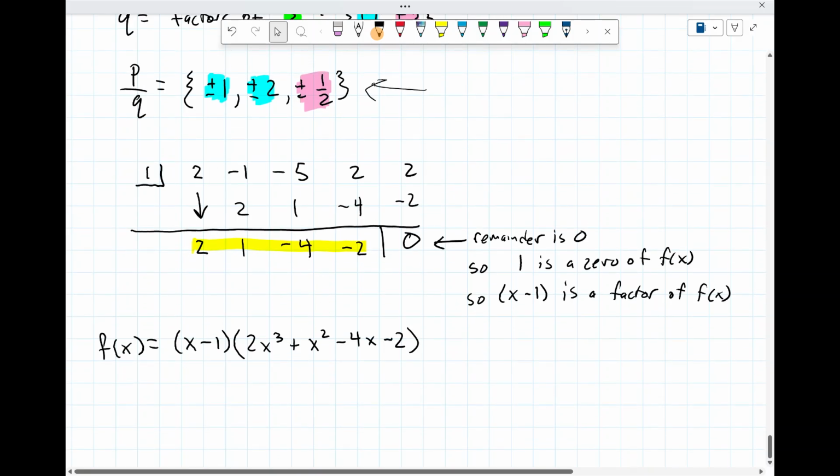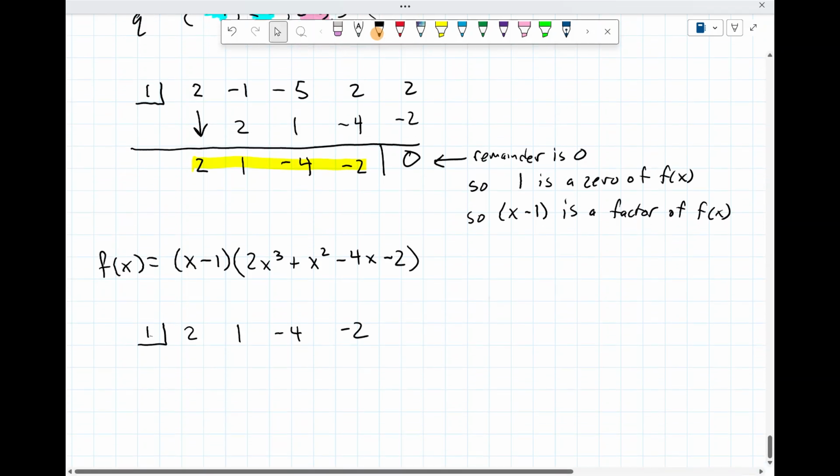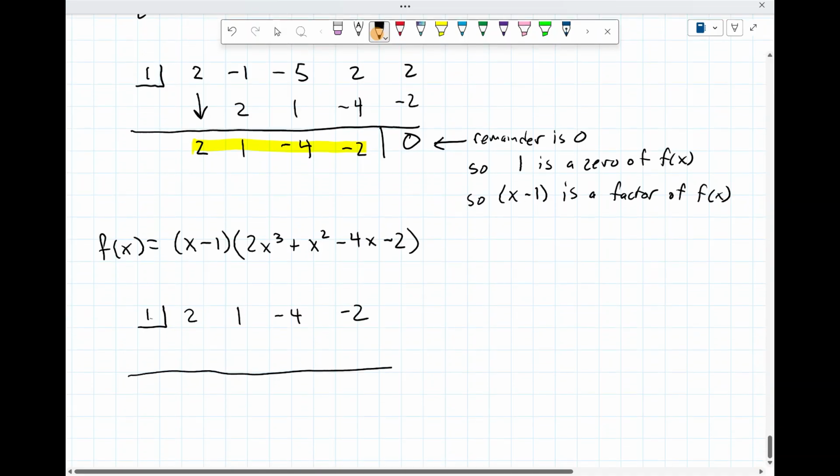One thing that is important, it is possible that 1 will also be a root of this new polynomial. So don't skip a number that you've already tried, because maybe it is a 0 of multiplicity 2 or higher. So again, I'm just going to start at the beginning. I'm going to start with 1, and we are going to try that out. Again, here are my coefficients of the new polynomial. And let's see if this works.